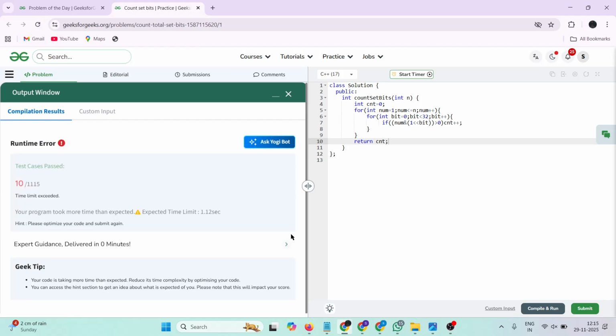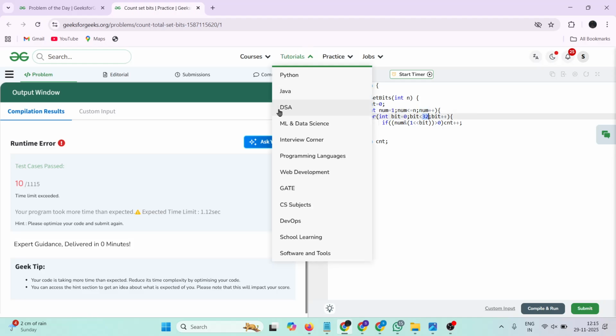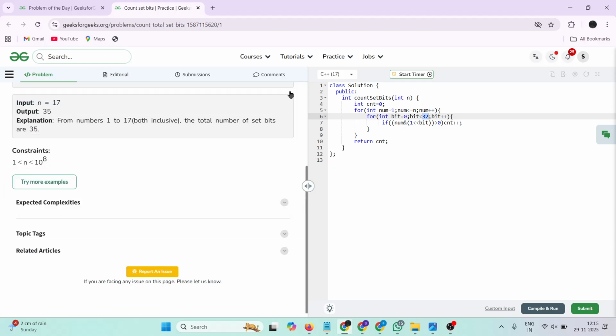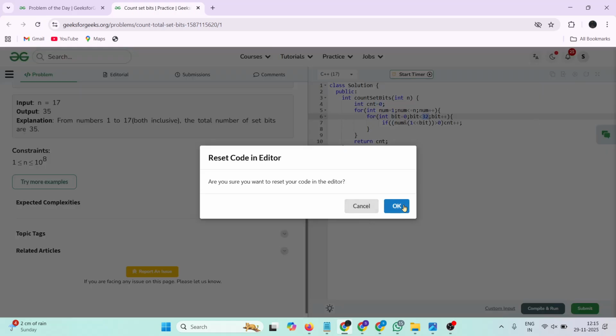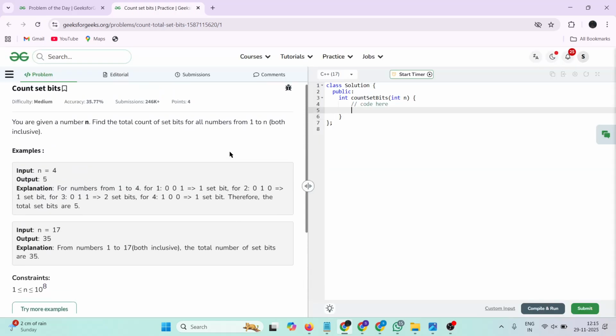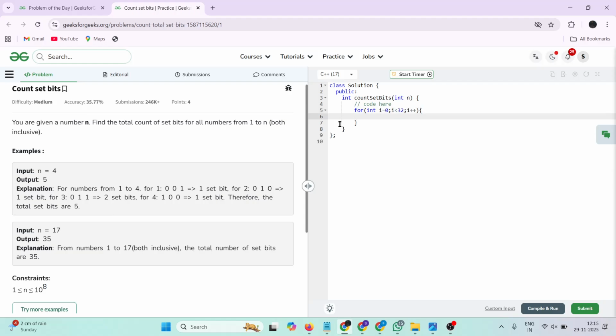Now if we talk about the complexity, this becomes n into 32 bits, that means 32 into n. Now if you want to optimize this solution, what do we think? Instead of going through each number, we go for each bit, like for int i equal to 0 to 32, and i plus plus.